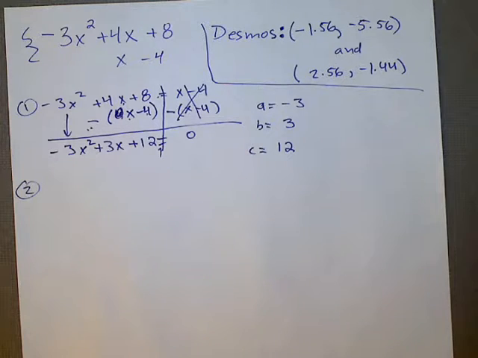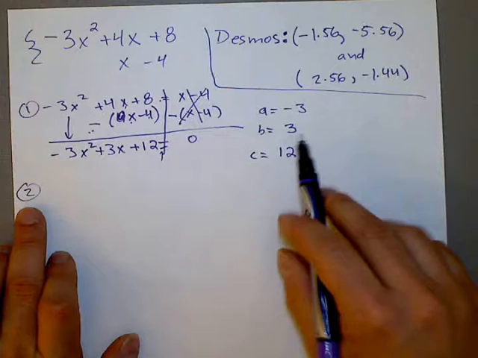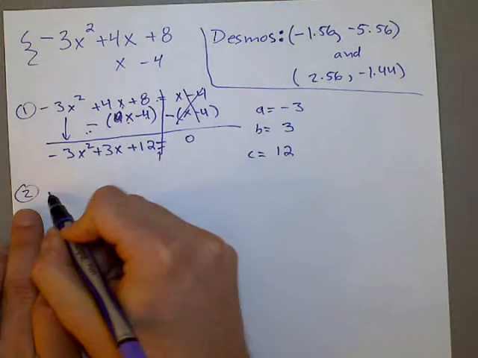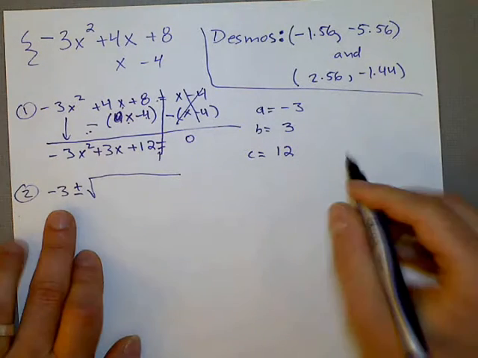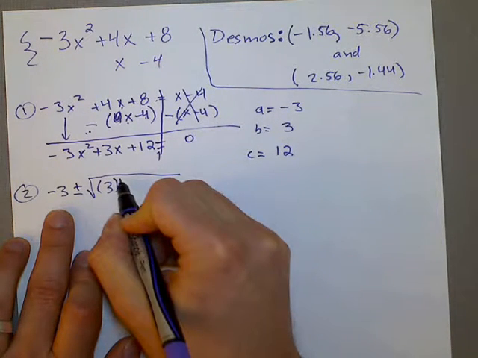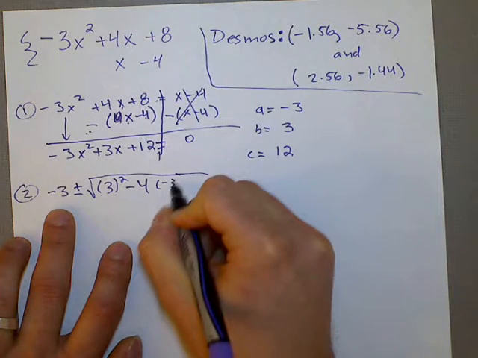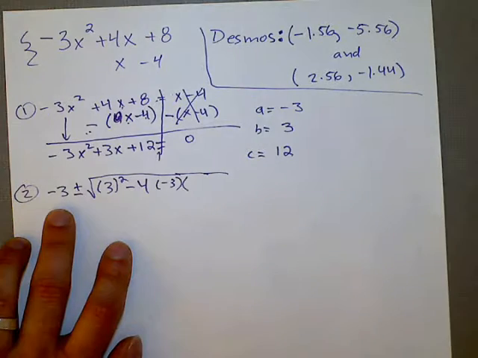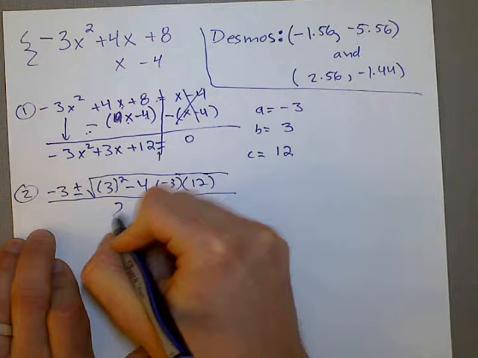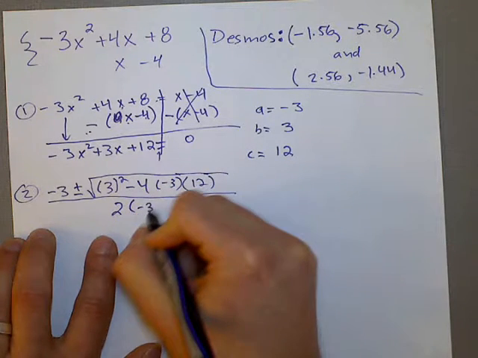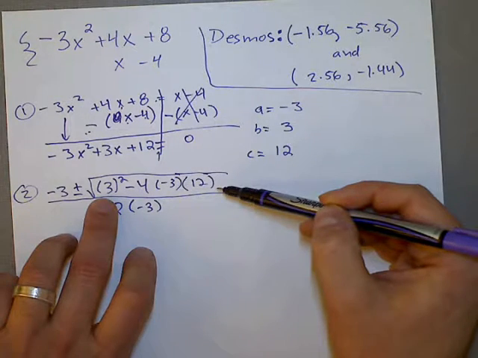So now let's put this into the quadratic equation. So it's opposite b, which is going to be 3, so opposite is negative 3, plus or minus the square root of b squared. B is 3, 3 squared, minus 4ac. A is negative 3, C is 12, all over 2a, so all over 2 times negative 3. And we're going to simplify this down until we have just one number inside the square root.